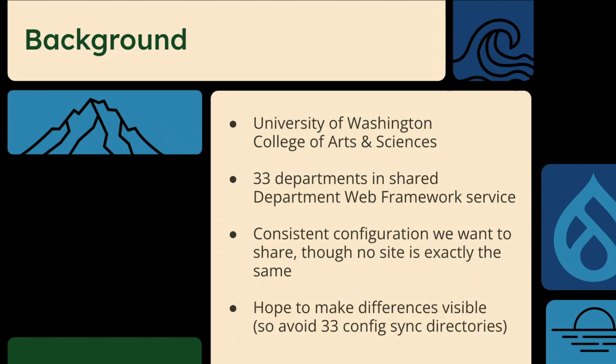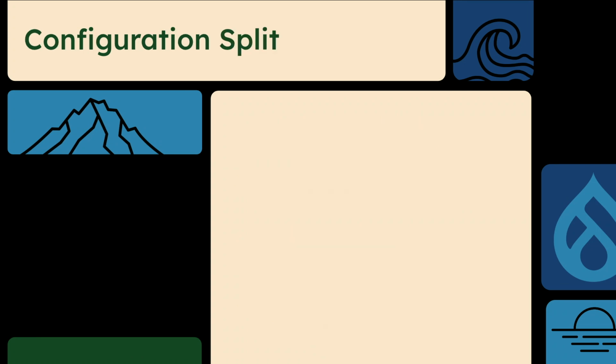And in dealing with all the configuration for all those sites, I was hoping to make differences visible, which is one of the big pain points bringing those sites off of Drupal 7. They were mostly consistent, but what were the differences between them? Who has what little thing turned on? It's all in the database somewhere, but it's hard to tell. So in Drupal 8, 9, 10, I wanted to use the configuration sync system to make those differences visible, which meant avoiding 33 separate config sync directories. So that's what I was hoping to do.